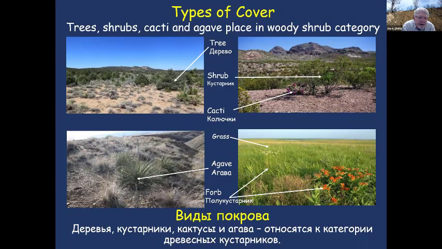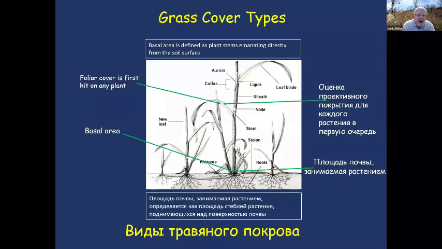So real quickly then, our life form classes are trees, shrubs, cacti, grass, forbs, agaves. As I mentioned earlier, that first hit, anything on the plant above the soil surface is considered a foliar hit. So whether you hit the leaf or the sheath or the stem or a seed head, we all call it a foliar cover. And then we go right to the soil surface. So the basal area of the plant is defined as where those stems are immediately emerging from the soil surface.